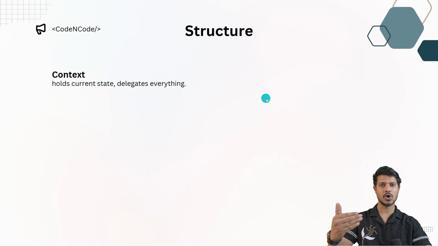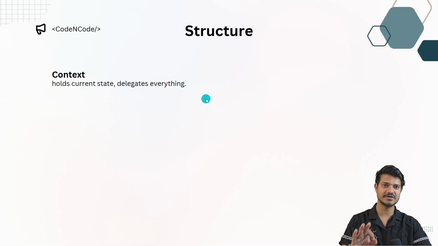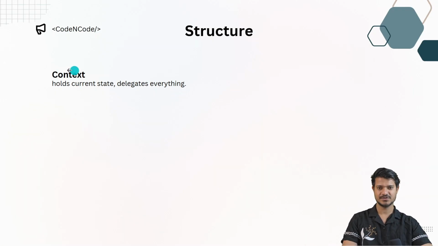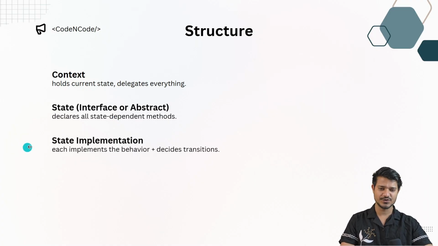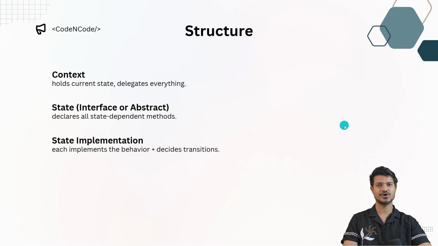And whenever someone calls a function like insert coin, it will not provide any business logic there. It will simply delegate that call to the current state, right? So that is your context. It will be clear once we implement it, don't worry. Then you define the state, which can either be an interface or an abstract class. And then you define concrete classes of the state, which will have the implementation and the behavior, and along with that they will also have the transitions from one state to another, right? So only three things you need for the state pattern, right?